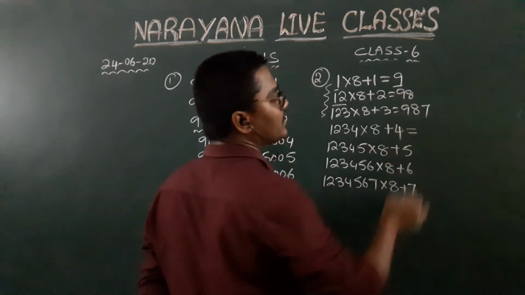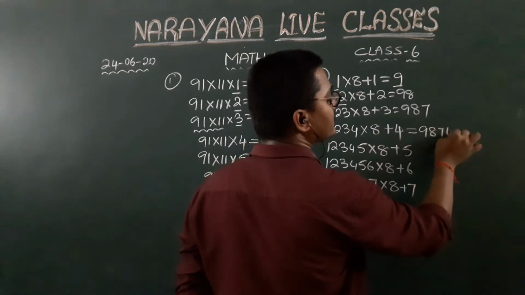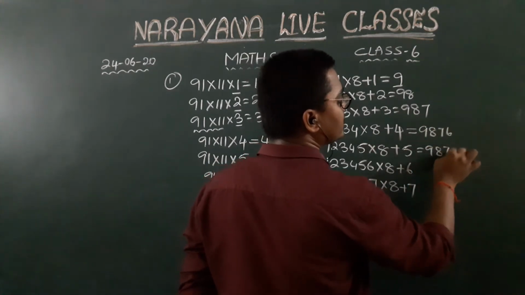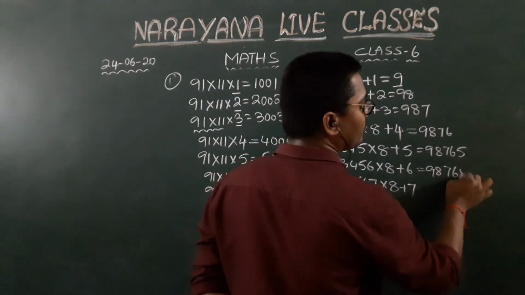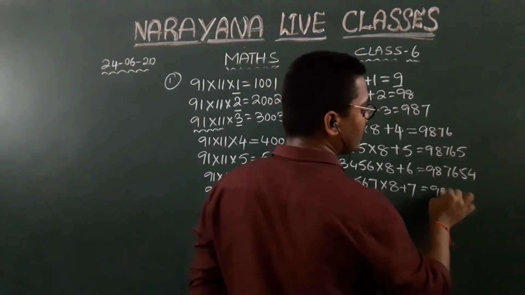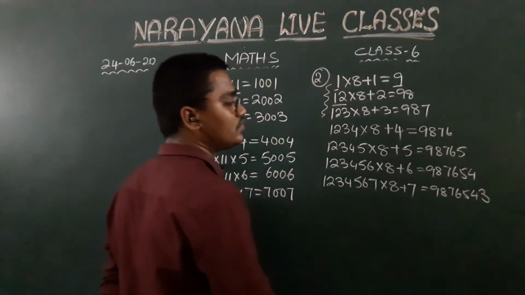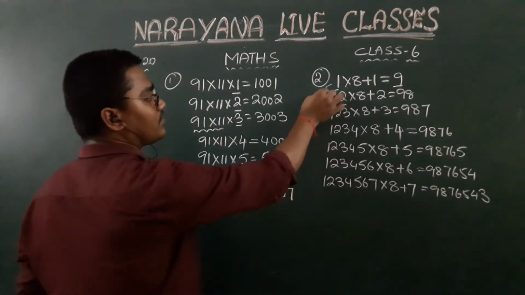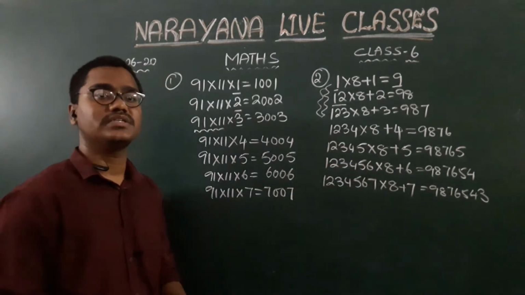The resultant answer will be 9, 98, 987. Next will be 9876, 98765, 987654. So you need to understand the given pattern, children, so that you will get the resultant answer. It is as simple as that, children. I hope it is clear to everyone.